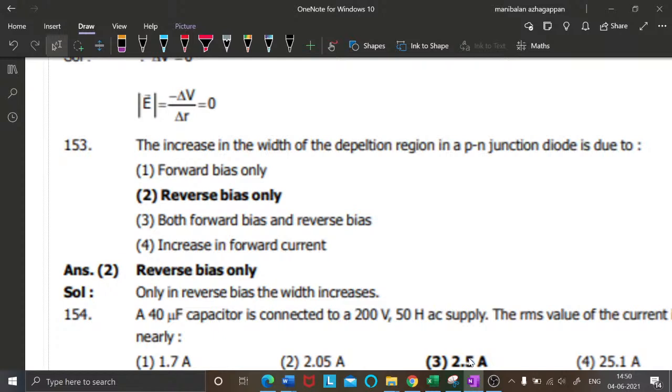Hello student, today we are going to see the NEET question paper solution, which is the 2020 question paper.